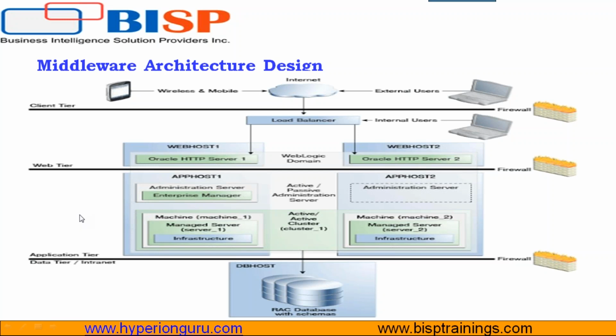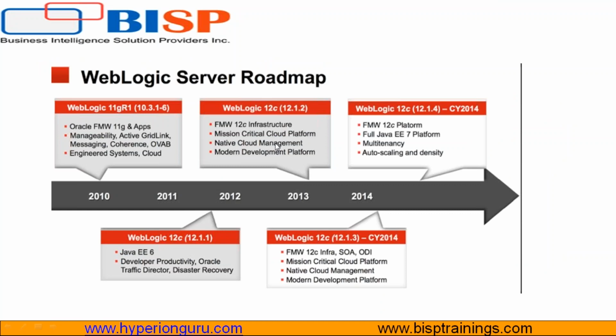So right here in 2010, Oracle 11G version, which is 10.3.1 to 10.3.6. So this is one of the popular ones, 11G. Based on Java Enterprise 6, followed by 12.1.2 in 2013. That's when the Fusion middleware 12c infrastructure was launched onto the cloud platform, followed by, in 2014, 12.1.3, and then later 12.1.4, which was with the multi-tenant feature.